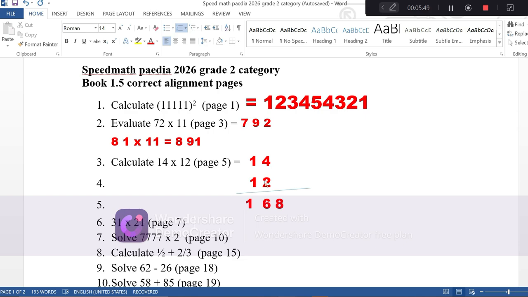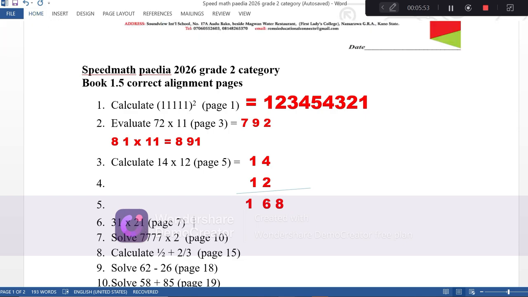What you do here is, if you like to arrange it like this, fine, but no problem. If you don't want to arrange that, you do 1 times 1. These are numbers that end in 1, 2-digit number ending in 1. So 1 times 1 is 1.